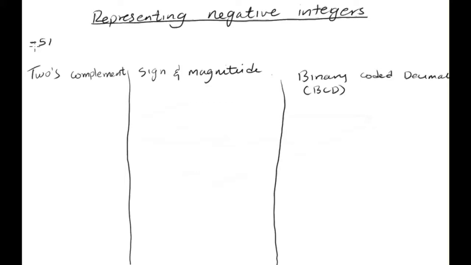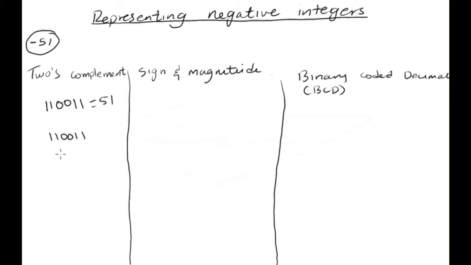So the first, I'm going to use this example, negative 51, and I will show you the steps that you need to take. Now the first step would be to convert 51 into binary. Ignore the negative sign. So I have already converted it, and this is equal to 110011. So this is 51.